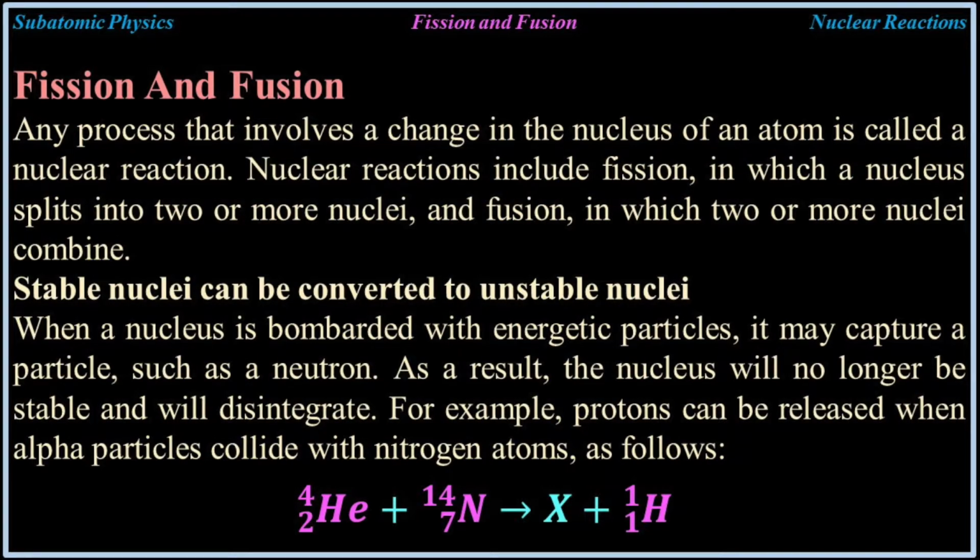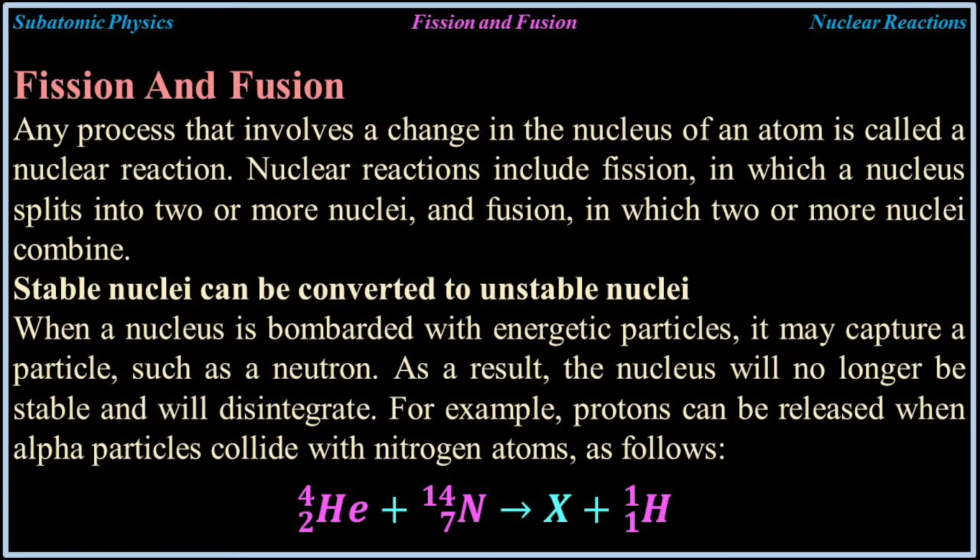Any process that involves a change in the nucleus of an atom is called a nuclear reaction. Nuclear reactions include fission, in which a nucleus splits into two or more nuclei, and fusion, in which two or more nuclei combine. Stable nuclei can be converted to unstable nuclei. When a nucleus is bombarded with energetic particles, it may capture a particle, such as a neutron. As a result, the nucleus will no longer be stable and will disintegrate.